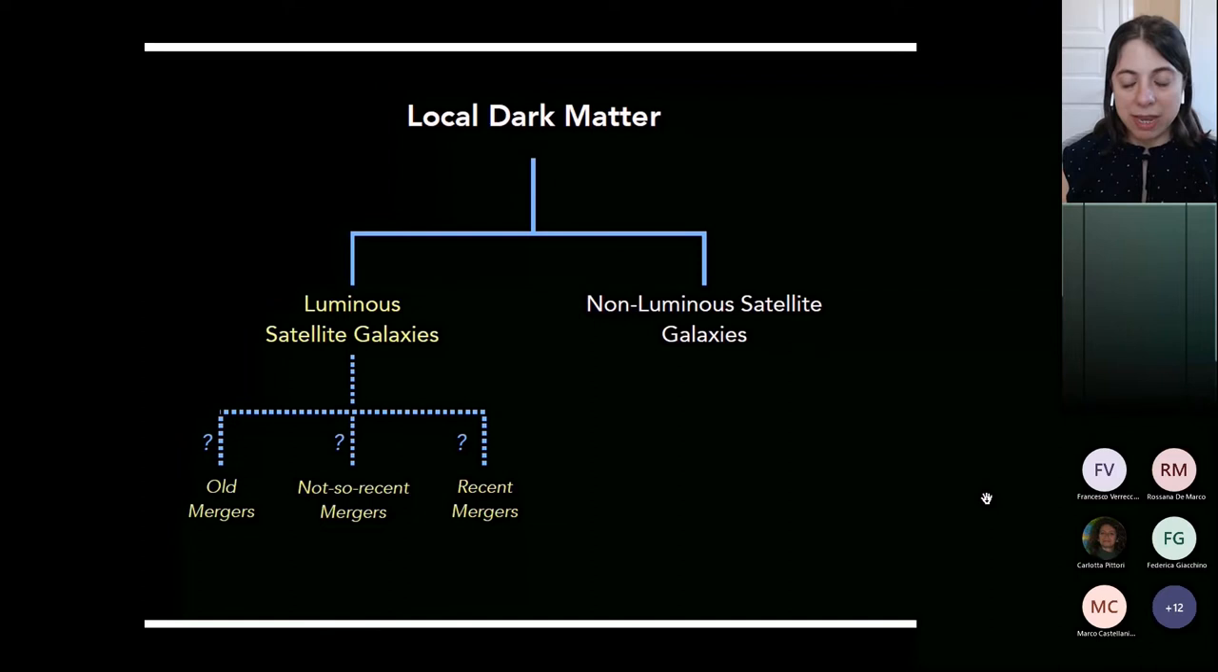Where we've been making the most progress to date is essentially on the arm of this diagram for the luminous satellite galaxies. That's the arm where we can use the stars that would have also been removed from those galaxies to learn something about the underlying dark matter that would have come from those galaxies. We can use these stellar tracers to identify these mergers, determine whether the mergers were very old, not so recent, or came in very recently, and then based off of that, understand how the underlying dark matter distribution should be behaving.